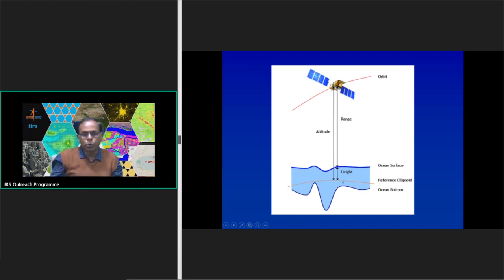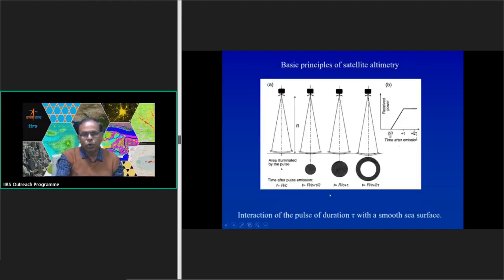If you get two sea surface heights, then you can find out the slope of the water, and later on the slope will give you information about the geostrophic current. Now the shape of the backscattered radiation, the backscattered energy from the altimeter, tells you whether the sea surface is flat or roughened.